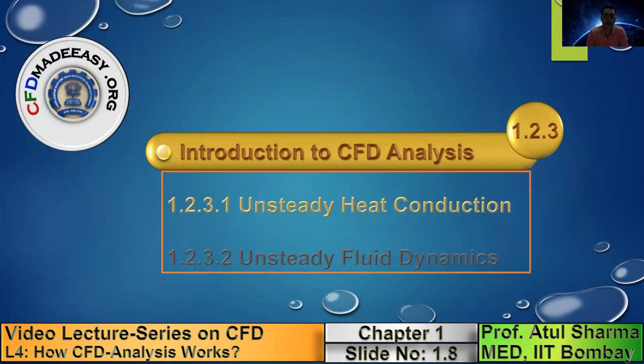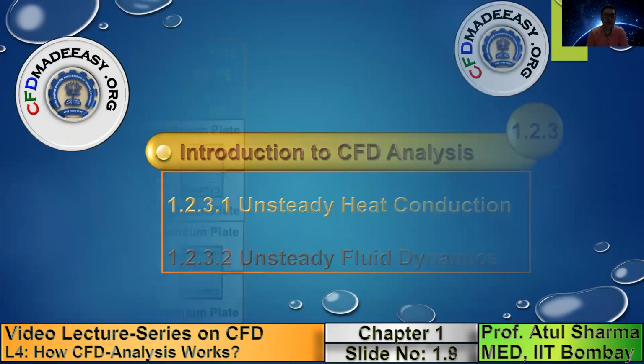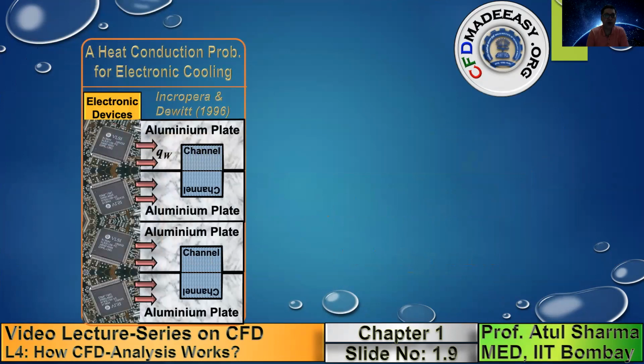The first problem is on unsteady heat conduction. This figure shows the schematic corresponding to the heat conduction problem for electronic cooling. This problem has been taken from the exercise problems of the classic heat transfer book by Incropera and DeWitt. This corresponds to an electronic device. The left hand side shows an electronic chip which is very long.